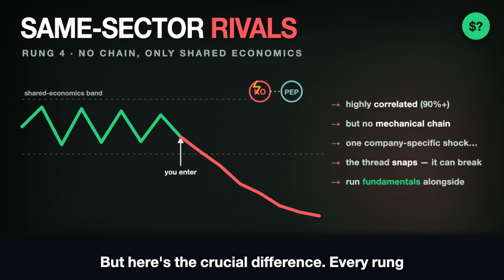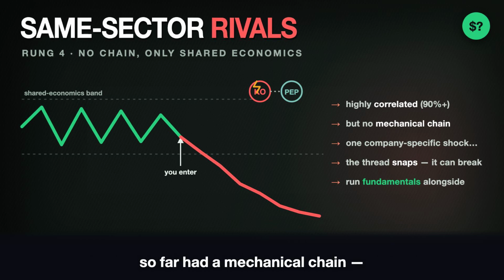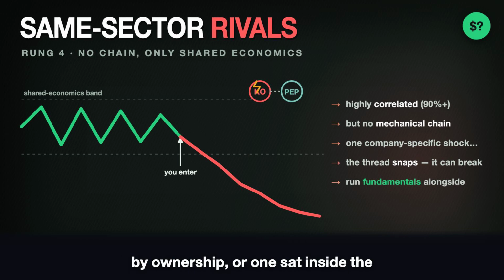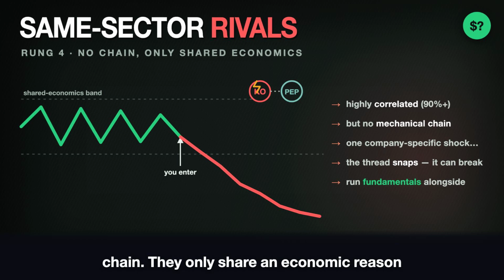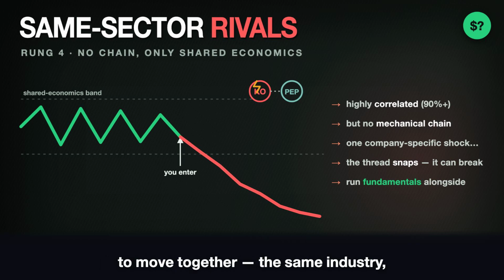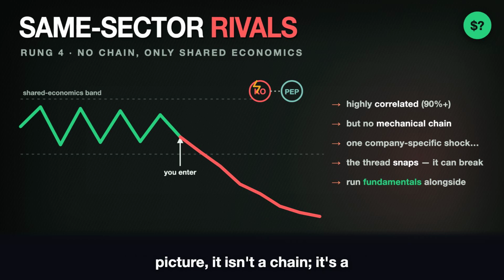But here's the crucial difference. Every rung so far had a mechanical chain. The companies were the same or tied by ownership, or one sat inside the other's index. Two rivals have no such chain. They only share an economic reason to move together. The same industry, the same demand. That's why in the picture, it isn't a chain, it's a thin dotted line.